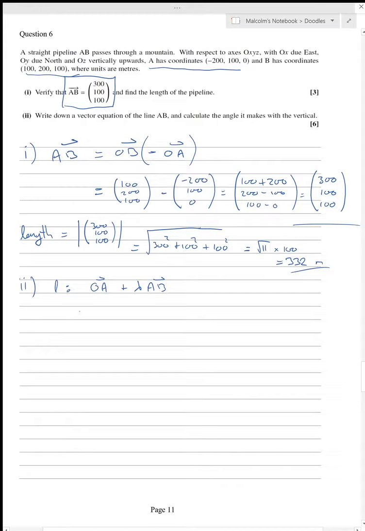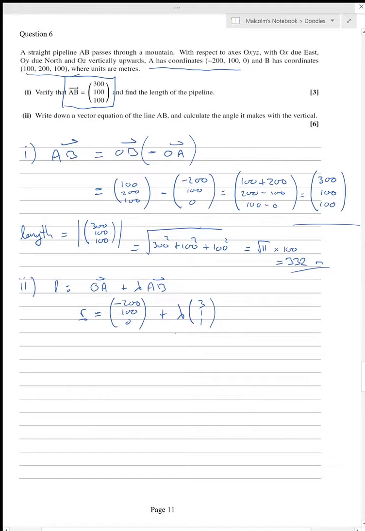which is this essentially. A as given is minus 200, 100, 0 plus lambda times AB, or indeed any integer multiple of AB. So I'm going to write it as 3, 1, 1. And that's fine.